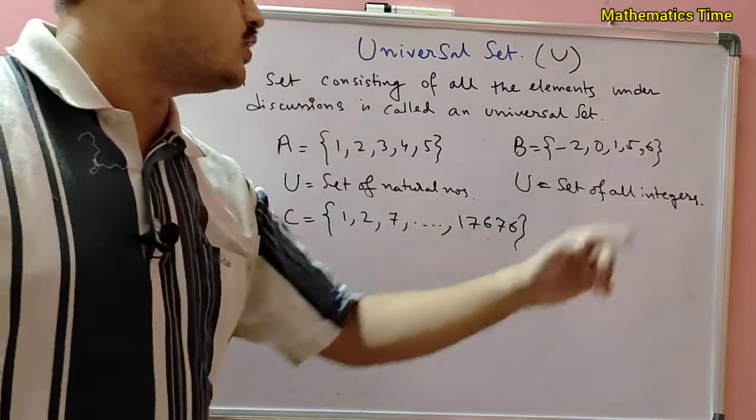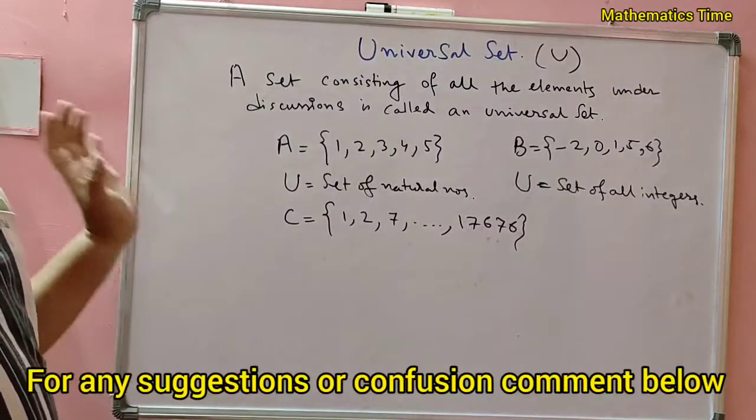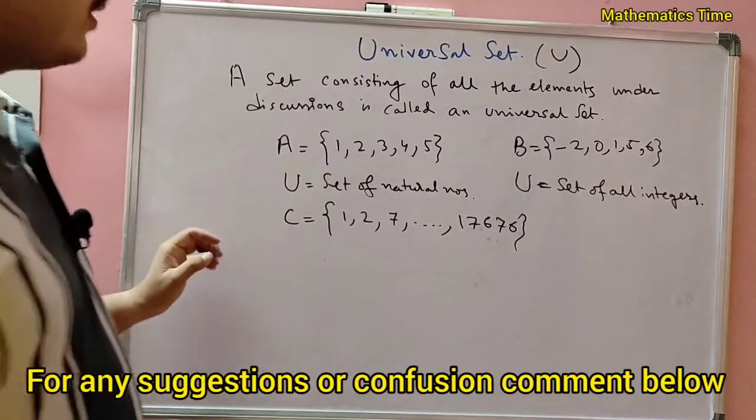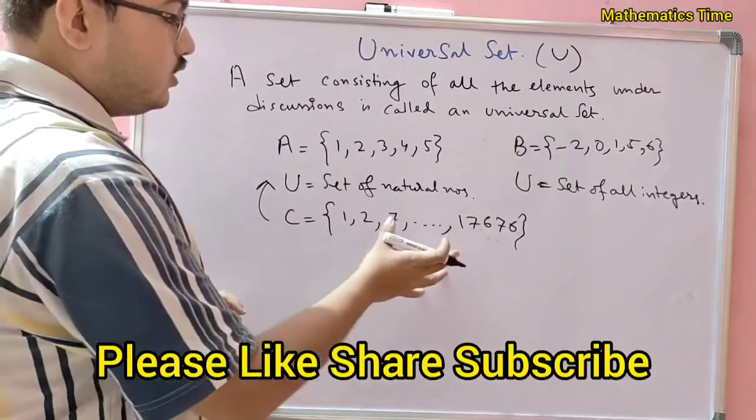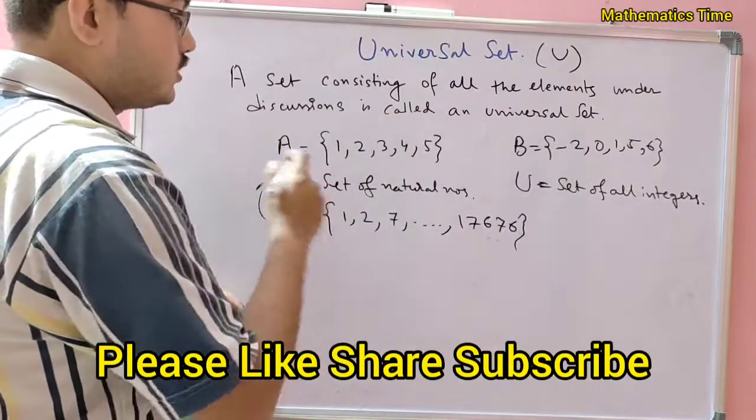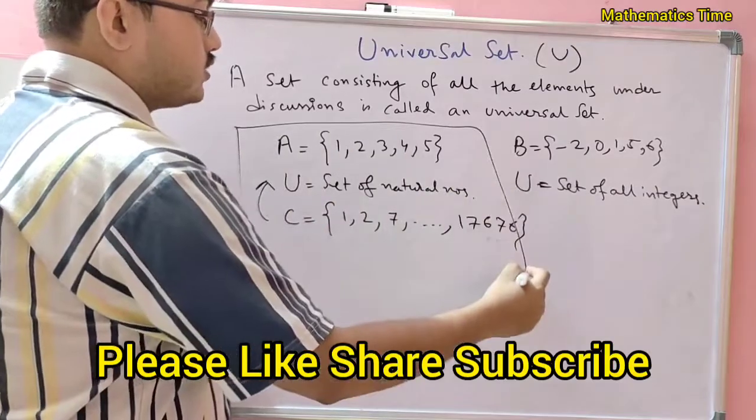We can take the set of all integers. There will be, obviously there will be a difference, but we can take a bigger set than this, and it will contain these sets or all the sets under discussion. That is called the universal set. Okay.